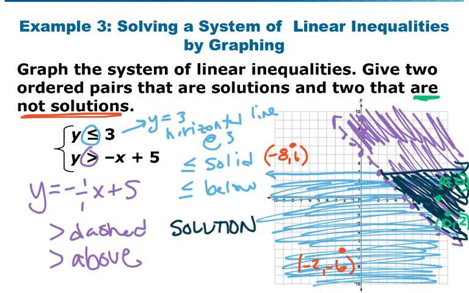But of course nothing on that actual dashed line. So this one, for instance, could not be a point because it's on the dashed line, and dashed lines mean that the point is not part of the solution. All right.